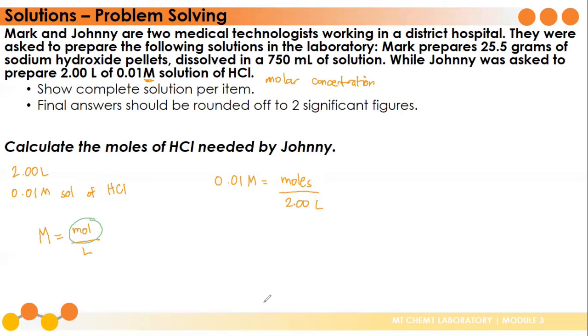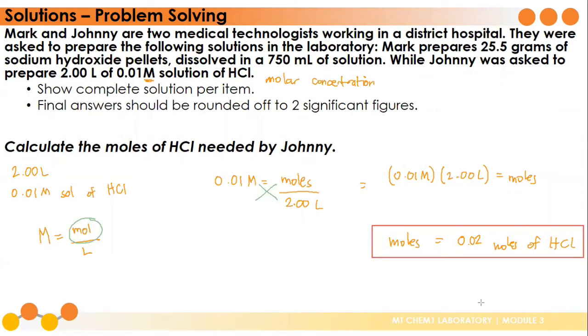Then what you need to do here is simply cross multiply. In cross multiplying, you will come to the equation 0.01 M, or molarity, multiplied by 2.00 liters is equal to moles. Now you simply need to multiply them to arrive at our final answer, which is moles is equal to 0.02 moles of HCl, or hydrochloric acid. This is now our final answer.